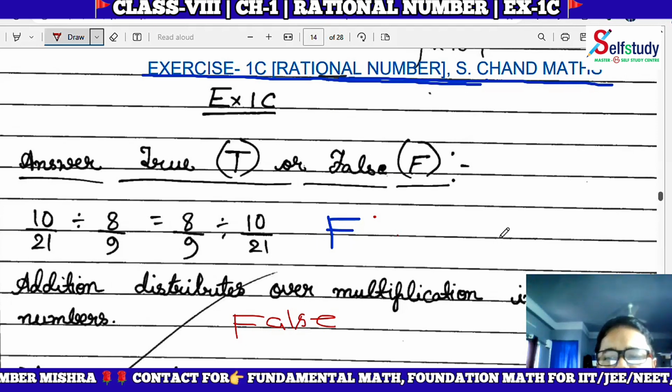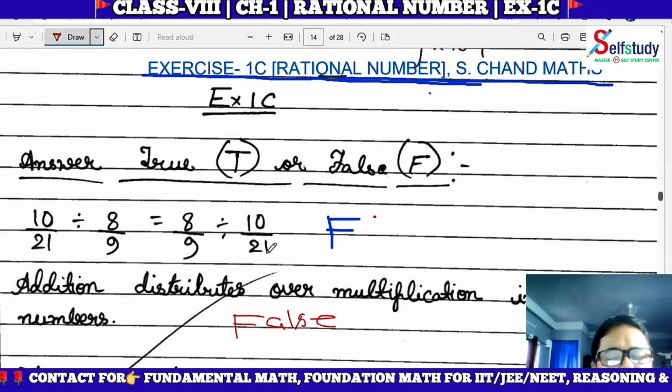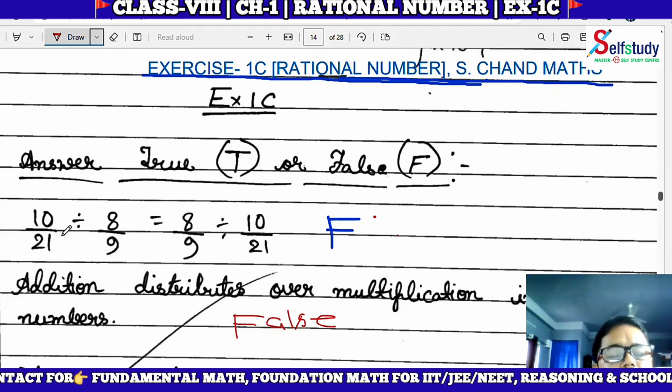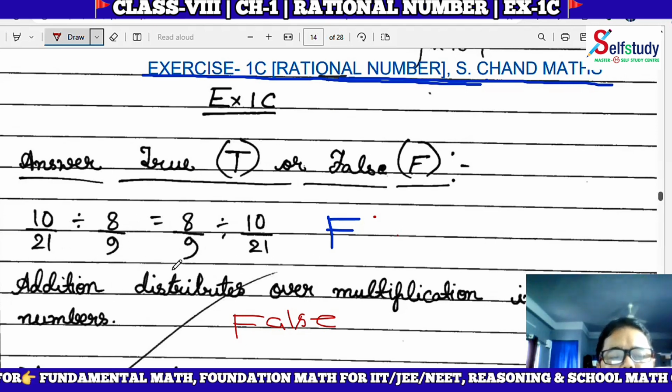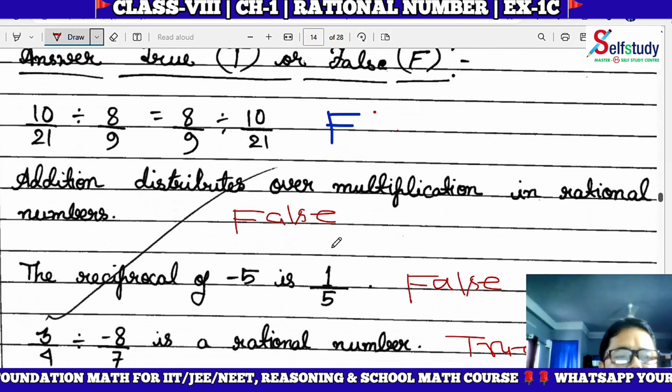The answer is not written by the student whose notebook this is, whose PDF I have made. So I'm telling you that the answer 10 upon 21 divided by 8 upon 9 is equal to 8 upon 9 divided by 10 upon 21. So this statement is false. We all know that 2 divided by 3 is not the same as 3 divided by 2.